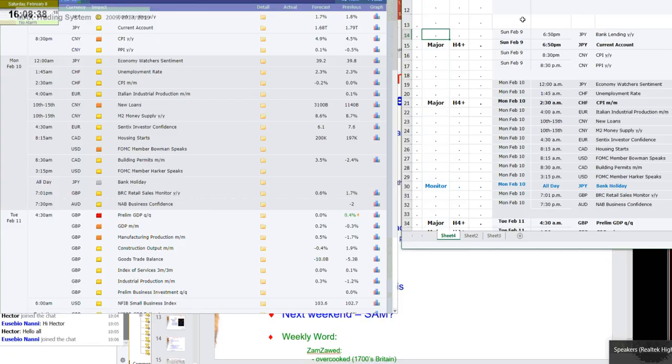We have the yen current account, major, higher time frames, and a bit bearish. And then I will monitor the Chinese CPI year over year, and a bit bullish.